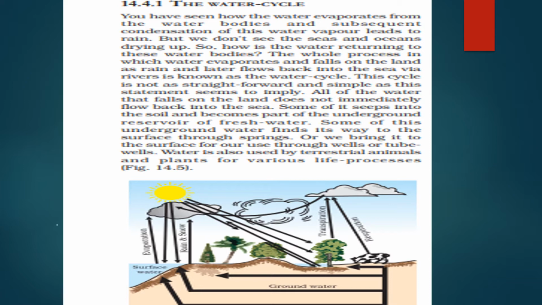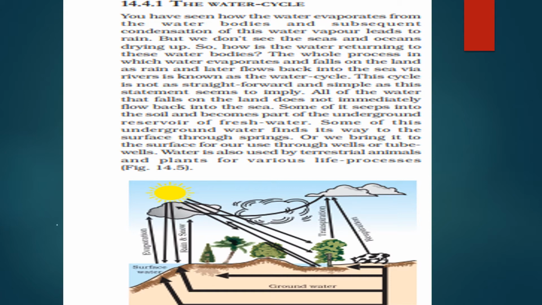The whole process in which water evaporates and falls on the land as rain and later flows back into the sea by a river is known as the water cycle. This cycle is not as straightforward and simple as this statement seems to imply. All of the water that falls on the land does not immediately flow back into the sea.